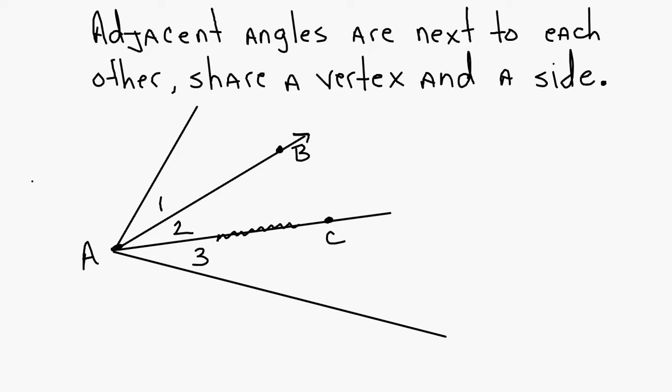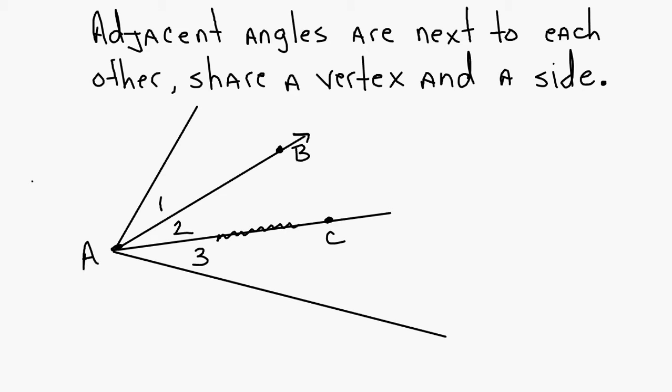Okay? What about 1 and 3? Are angles 1 and 3 adjacent? Are they next to each other? Do they share a vertex? Do they share a side? They don't share a side. Okay? So they're not adjacent.